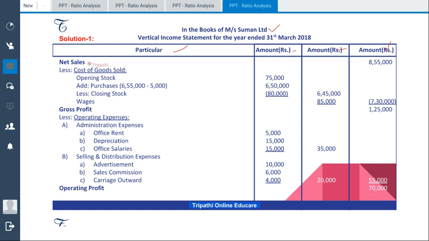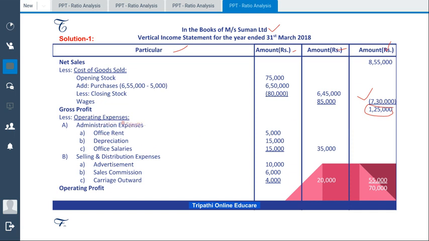First, we take sales. From that, less cost of goods sold. Then opening stock, add purchase, less closing stock, wages. So we will get gross profit. How we got this gross profit? Sales minus cost of goods sold. So this is our gross profit. What is the amount of cost of goods sold? 7,30,000.